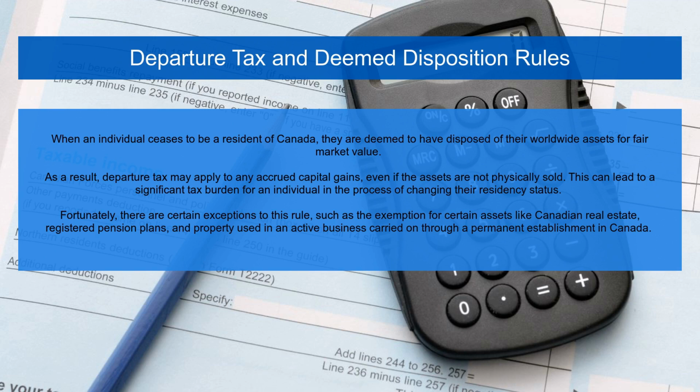Fortunately, there are certain exceptions to this rule, such as the exemption for certain assets like Canadian real estate, registered pension plans, and property used in an active business carried on through a permanent establishment in Canada.